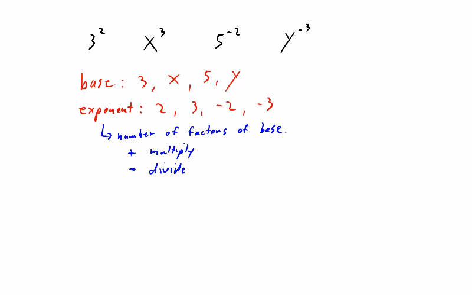So if we look at the first example, 3 squared is 3 times 3, or 9. If I look at the third example, 5 raised to the negative 2 power means that I'm going to divide by 5 twice. And if we take a number and divide by 5 twice, it's the same as dividing by 25 once or multiplying by 1/25.